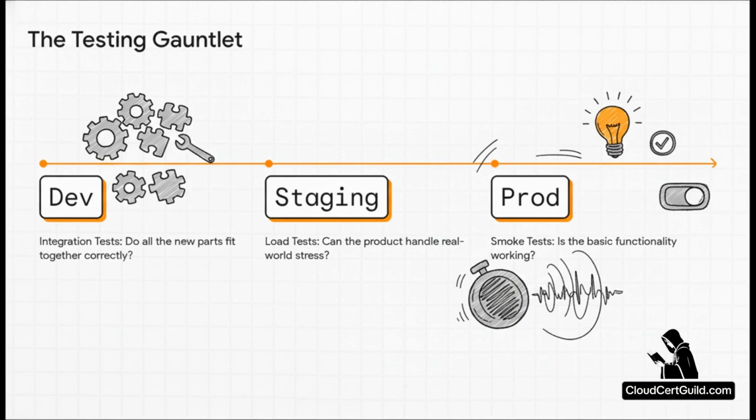And finally, after you deploy to production, you run a quick smoke test. This is super simple. It just asks, is the power on? Does the most basic stuff still work? This whole structured gauntlet ensures you have a quality product without just wasting time and resources.